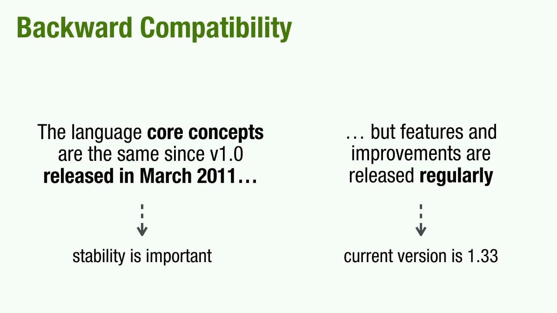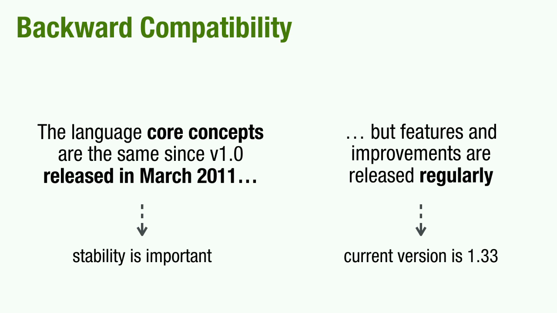That doesn't mean that this is the exact same Twig that we had 6 years ago, because of course we added a lot of features and we did a lot of improvements. And actually we release a new version of Twig almost every month. So right now the current version is 1.33. So as you can see, we have many versions.